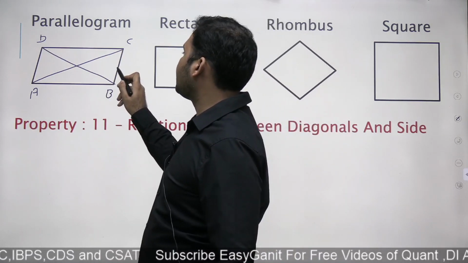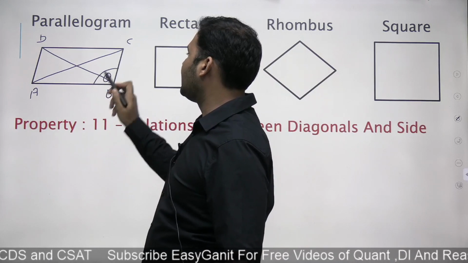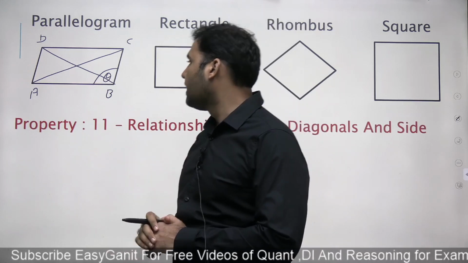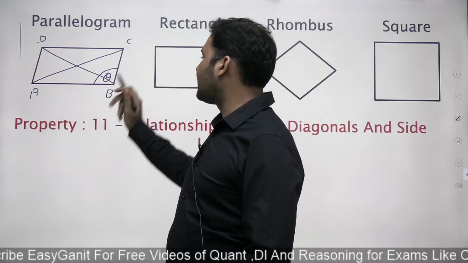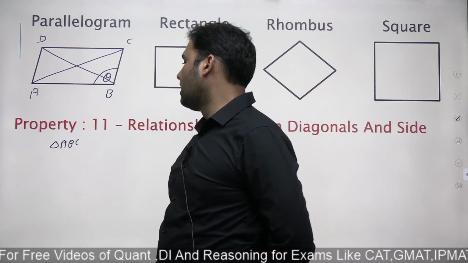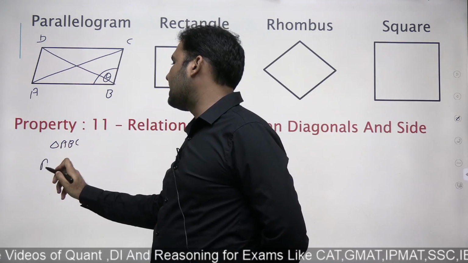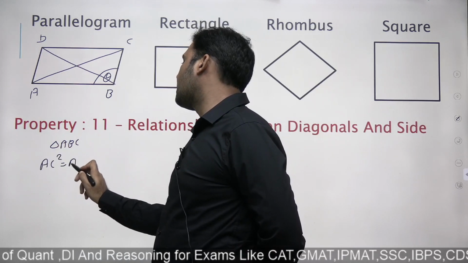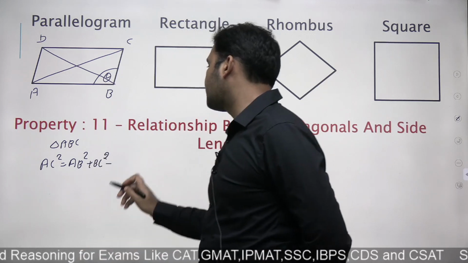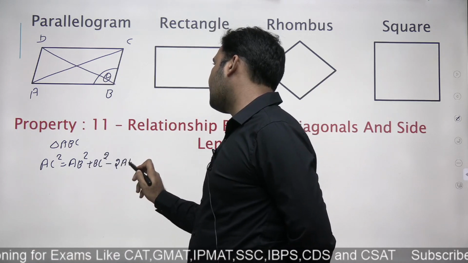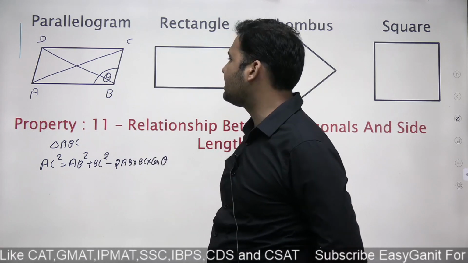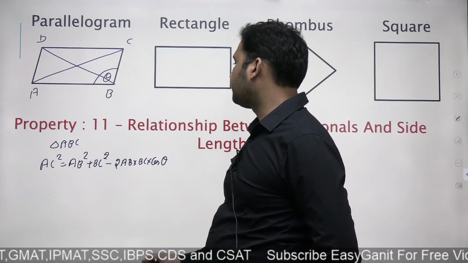See, if I say that this angle is theta, now for this you need to apply the cosine rule here. If I apply the cosine rule in the triangle ABC, look at the triangle ABC and apply the cosine rule. The cosine rule says that AC square will be equal to AB square plus BC square minus 2 times AB into BC into cos theta, right? This is AC square, right?